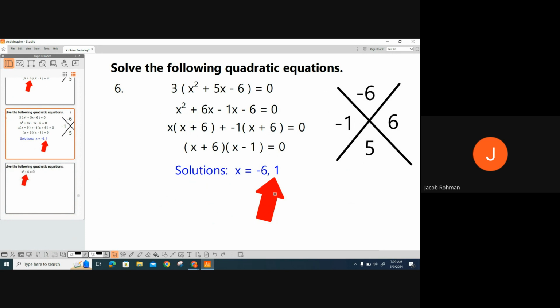One last comment here on number 6. This 3 of GCF that we factored out, since it's not doing anything, it's not got a variable to it, we can actually discard that after we have gotten this into factored form, because the 3 on the outside doesn't change anything. It's just a constant.